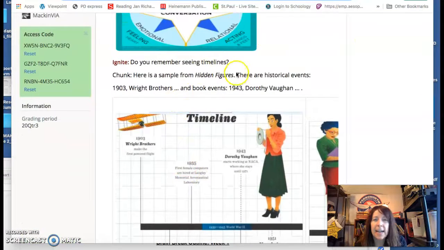Ignite. Do you remember seeing timelines? Chunk. Here is an example from Hidden Figures. There are historical events: 1903, Wright brothers make the first powered flight. And book events: 1943, Dorothy Vaughan starts working at NACA, where she stays until 1971.